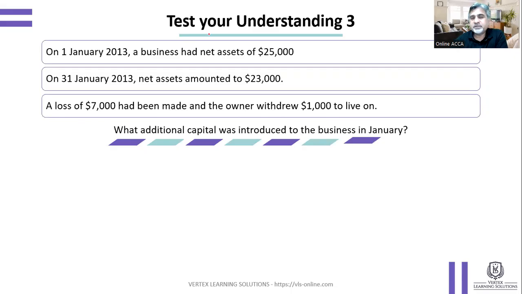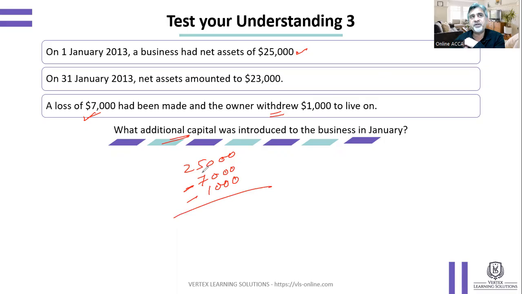Okay. Now, this time they're not asking for profit. They're asking you for additional capital. Now think, at the beginning you had 25,000. Then you made a loss of 7,000. You didn't make any profit, so if you made a loss, that should be subtracted. And then you also took drawings, remember, 1,000. Drawings decrease the capital. So I started with 25,000, I made a loss of 7,000, and I took 1,000 as my drawings.